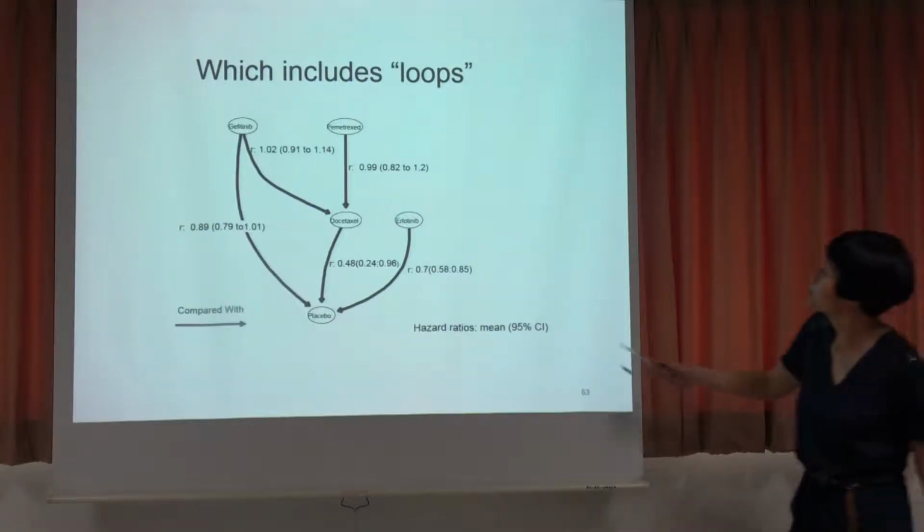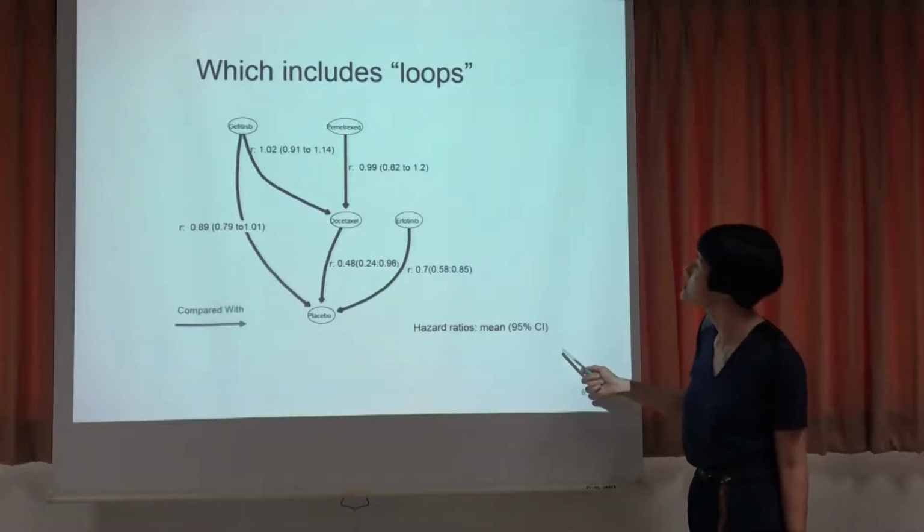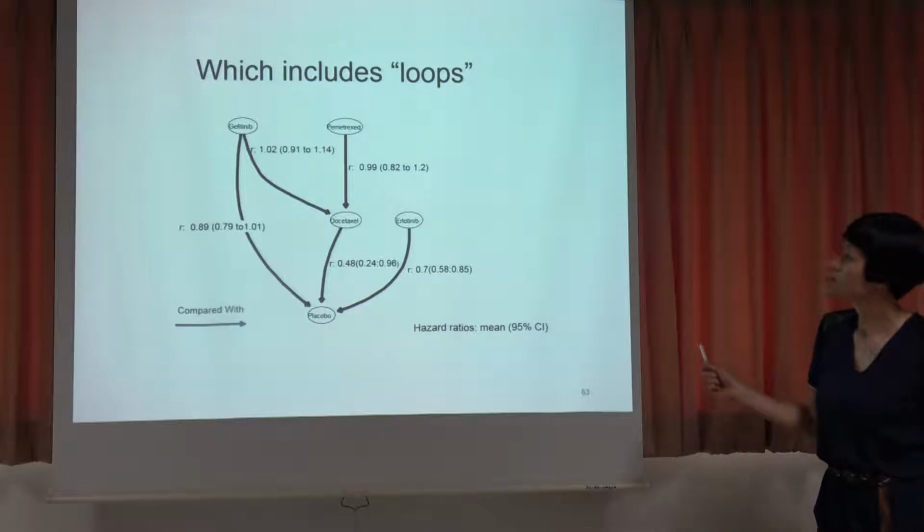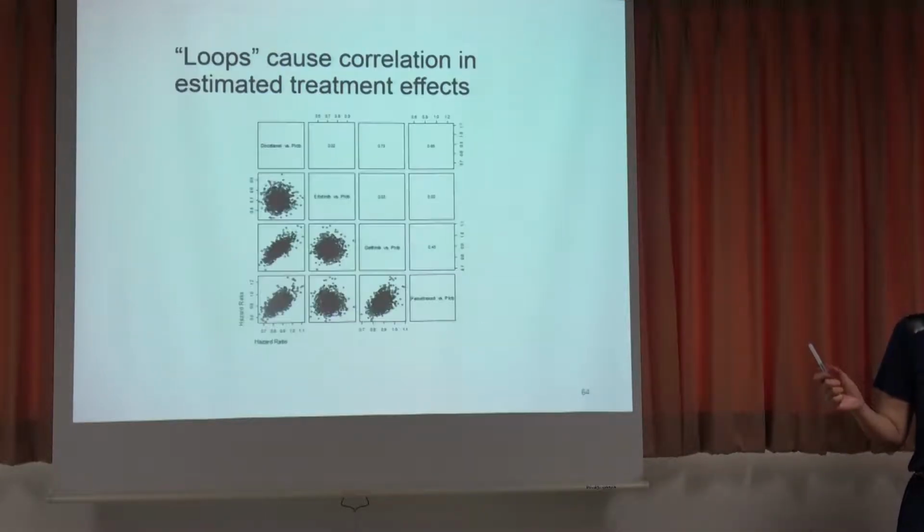So this is an example of docetaxel, placebo, gabapentin. I can't remember what this was for. Is it for lung cancer? I think it's for lung cancer.